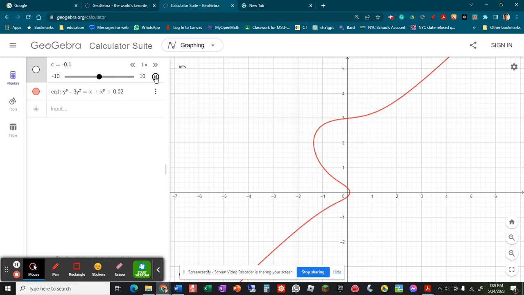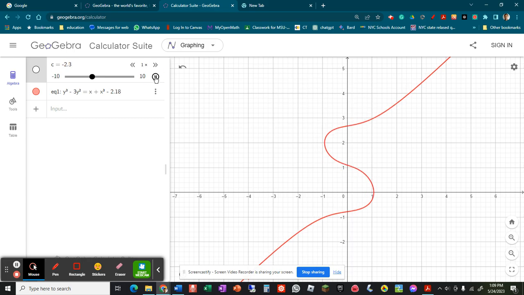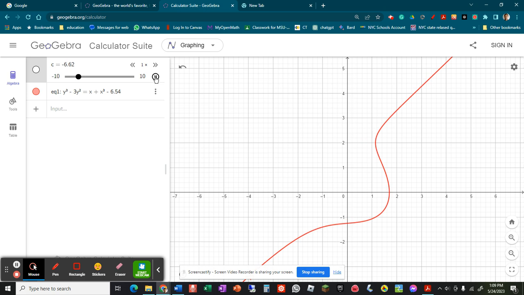So for each moment of time, if I freeze, that's a solution to the differential equation. That's another solution of the differential equation. That's another solution of the differential equation. So for each value of c, I get a solution.